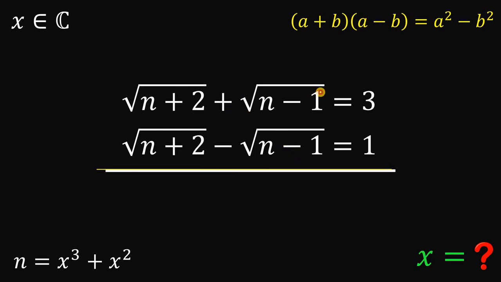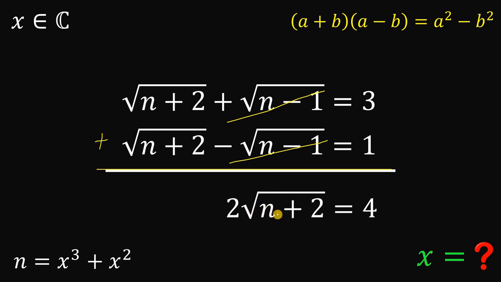So we can easily eliminate the expression positive square root of n minus 1 and negative square root of n minus 1. So we can easily solve for the value of n. So now, if we do that, we get 2 multiplied by square root of n plus 2 equals 3 plus 1, which must be equal to 4.